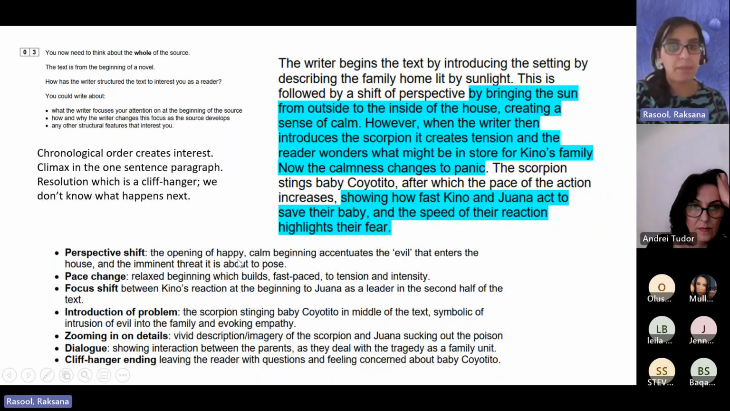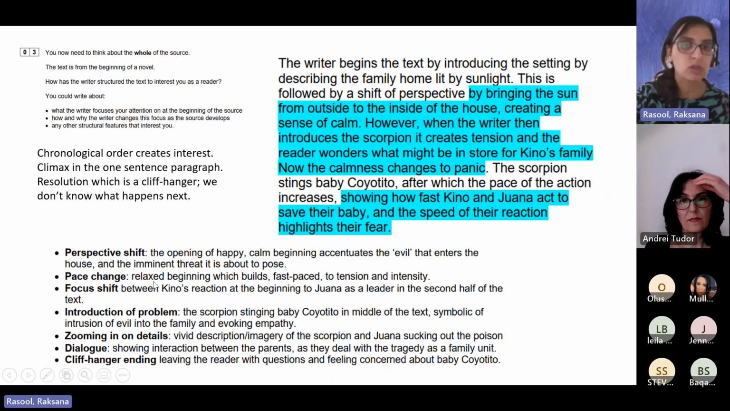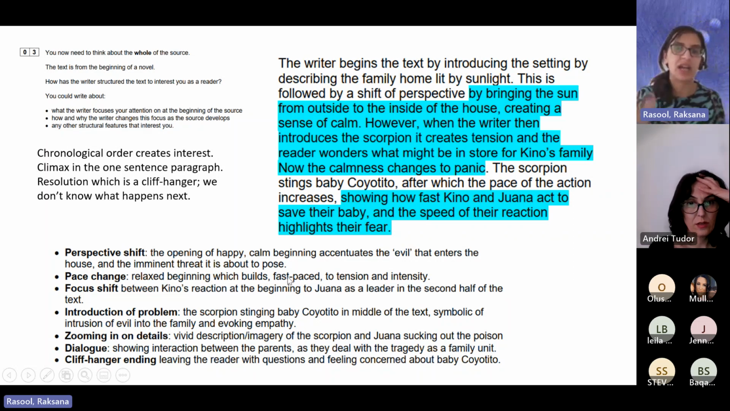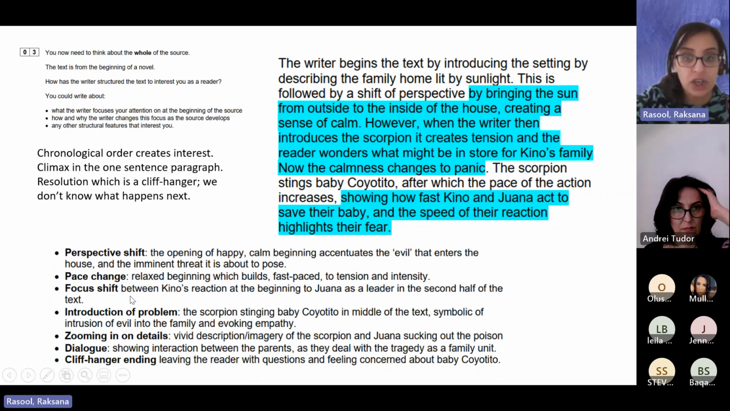The opening, a happy, calm beginning, and that really emphasizes the evil that enters the house from outside. The pace change: it starts relaxed with the baby in the hanging box, but builds fast pace to tension and intensity as the scorpion moves down the rope. The focus shifts between Kino's reaction at the beginning and Juana as a leader in the second half of the text. There is a shift between their roles.